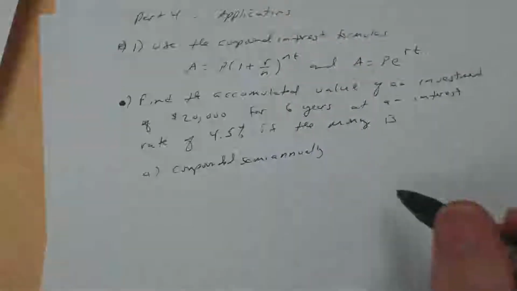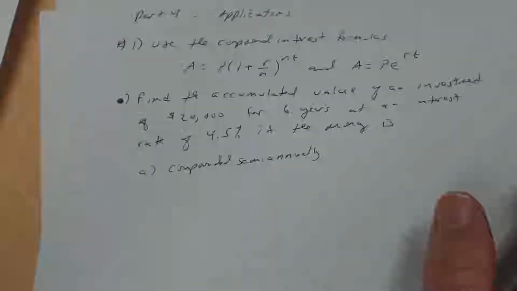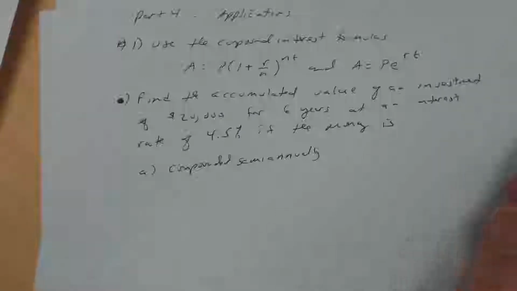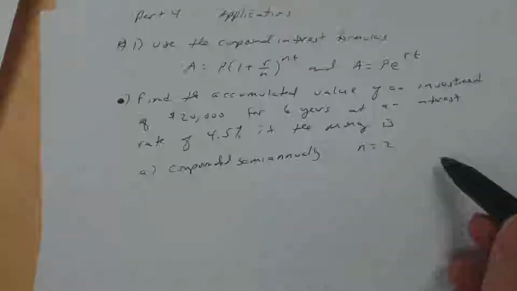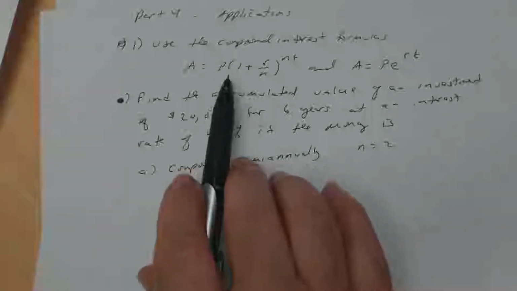Okay, so here's what you got to do. Semi-annually means that it's being compounded a finite number of times a year. So semi-annually means n equals 2, so twice a year, every 6 months. So that's a finite number. So we're going to use this formula.